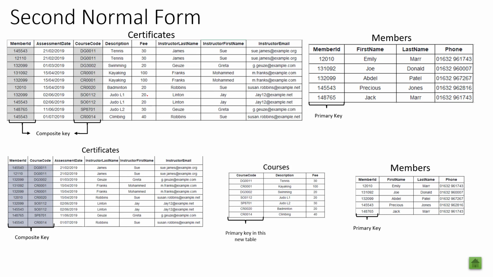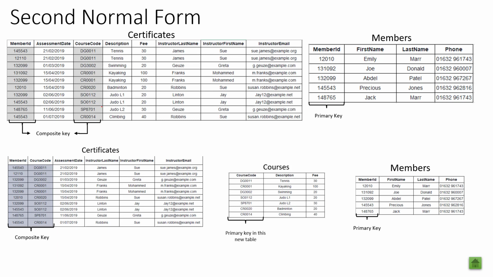And the first one to look at is the assessment date. Now the member has an assessment on that date and they are assessed on that course. So the assessment date is dependent on both the member ID and the course code itself. So that means it needs to stay where it is. It needs to remain in this table. If I moved it out into a separate table, it wouldn't be dependent on both anymore, and that would break its relationship. And I don't want to do that.